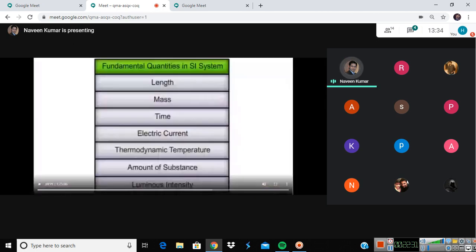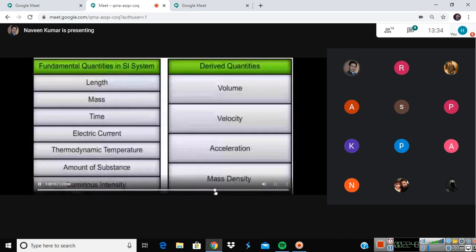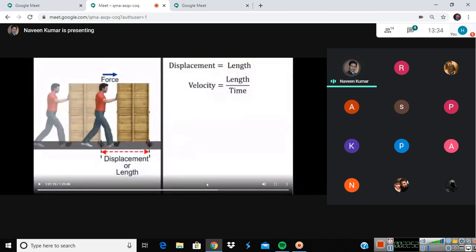So these were the 7 fundamental quantities: length, mass, time, electric current, thermodynamic temperature, amount of substance, and luminous intensity. These are the base quantities. Now for the derived quantities, let's suppose velocity. We have discussed this as well, how to derive the unit. Yes or no?